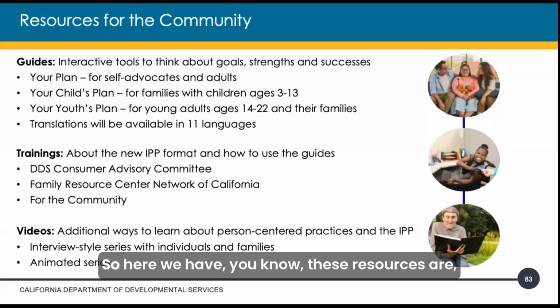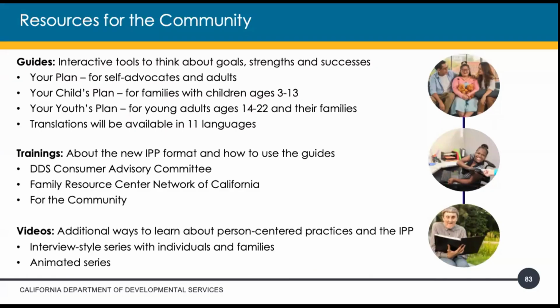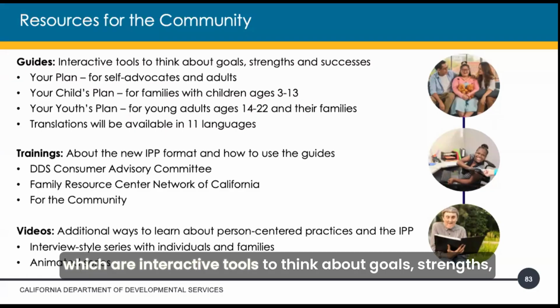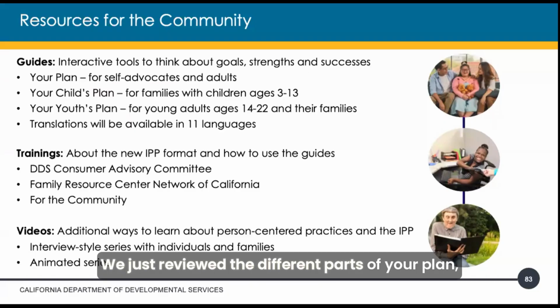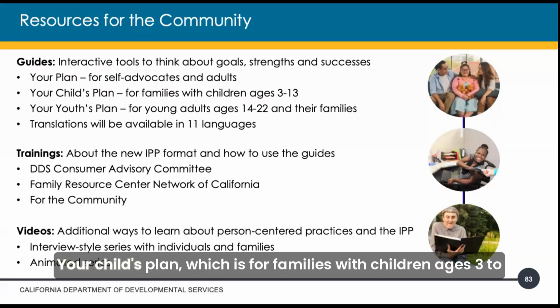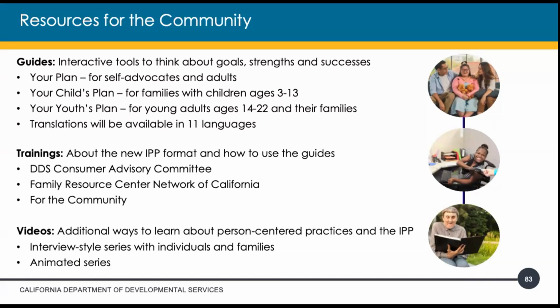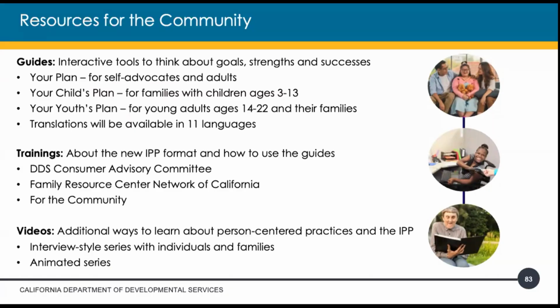So here we have, this is like a summary of all the resources, including the guides, which are interactive tools to think about goals, strengths, and successes. We just reviewed the different parts of Your Plan, but there are also the other 2 guides that I mentioned. Your Child's Plan, which is for families with children ages 3 to 13, and Your Youth's Plan, which is for young adults ages 14 through 22 and their families.